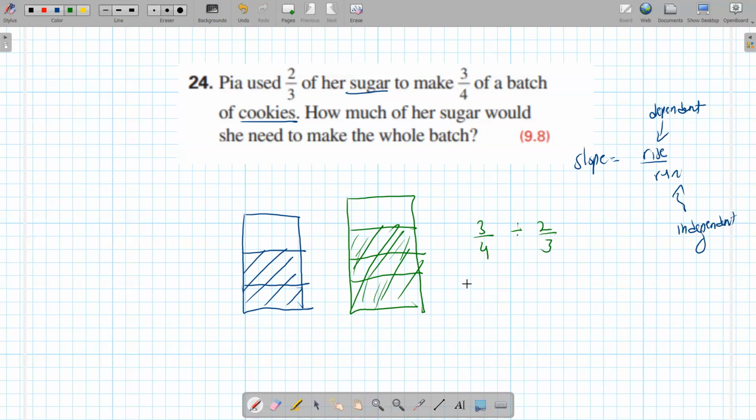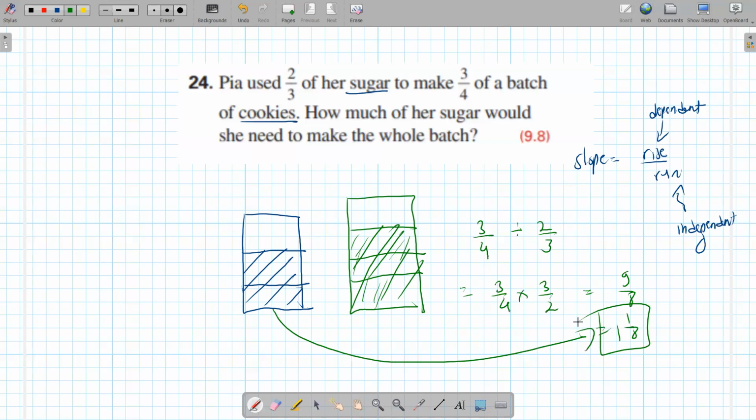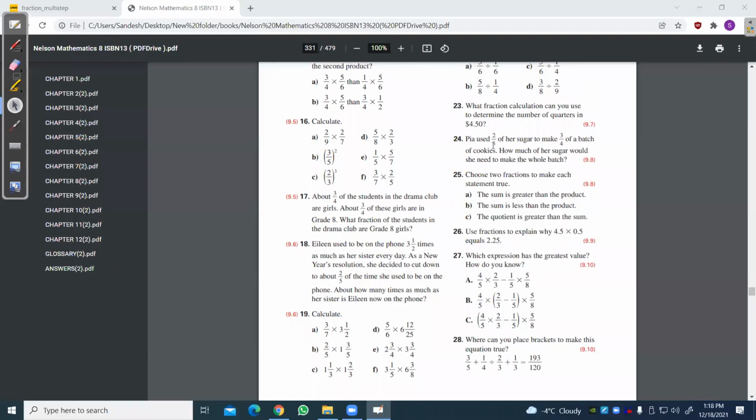Okay. Not 2/3 divided by 3/4, the other way around. 3/4 divided by 2/3. Now we can flip the second one like that. So it gets 9/8 or 1 and 1/8. And that makes sense, right? Because we know the sugar amount should increase, and this is more than 2/3.